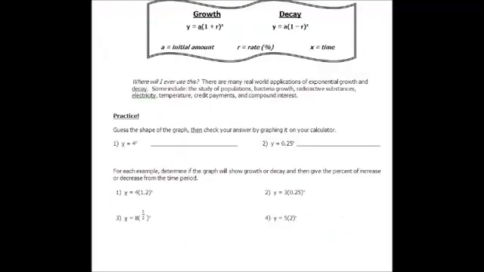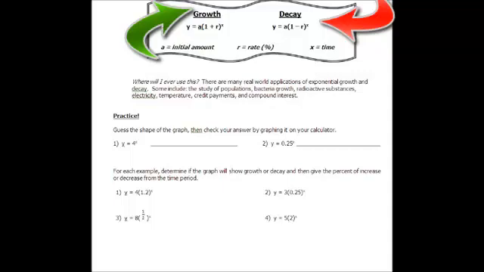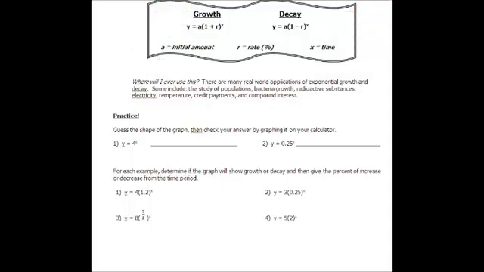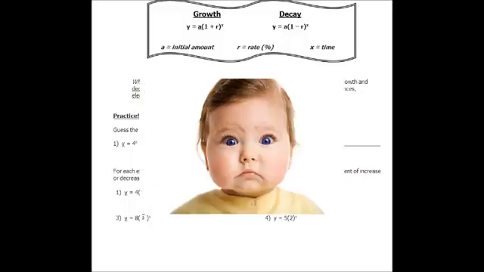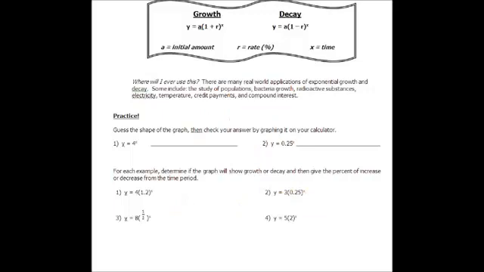So if we take a look at the next page, it gives us a general formula for growth and decay. A is the initial amount, R is the rate, and X is time. And you're going to see how this works. It looks very complicated, but I think with a few examples, you'll begin to understand. Notice that they're very similar formulas. Growth is a sum and decay is a difference.